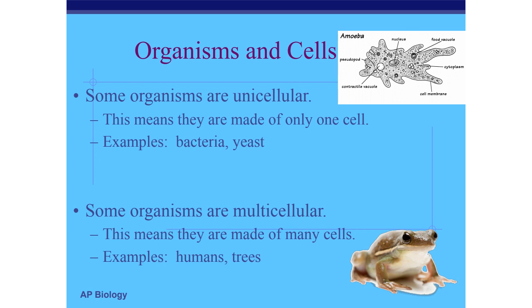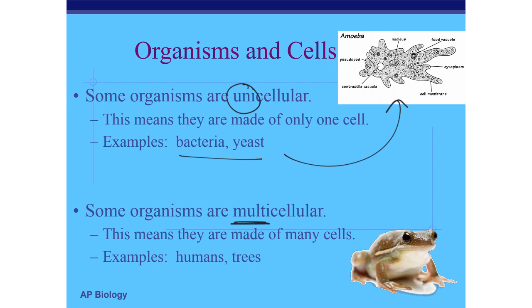Okay, so as we move forward, this unit is going to focus a lot on cells in particular. Remember that we have organisms that are both unicellular, so just one cell. Those would be things like bacteria, yeast. You can see the amoeba up here in the picture. And organisms that are multicellular, so they're going to be made of lots of cells. For example, us, the frog in the picture, trees, flowers, essentially any organism with more than one cell.